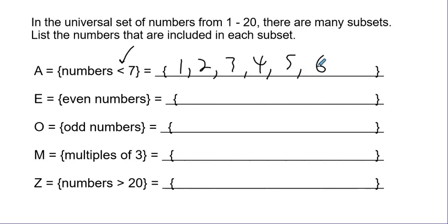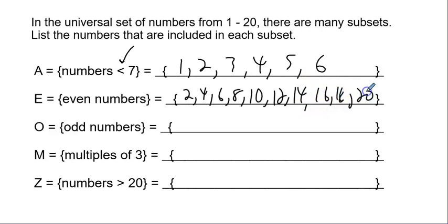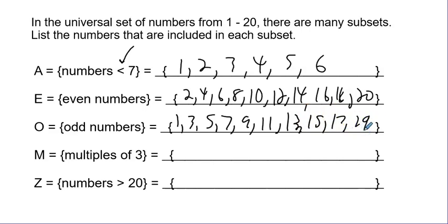Even numbers: 2, 4, 6, 8, 10, 12, 14, 16, 18, and 20. Odd numbers? Well, all the other ones: 1, 3, 5, 7, 9, 11, 13, 15, 17, and 19. Hit pause if you need to.